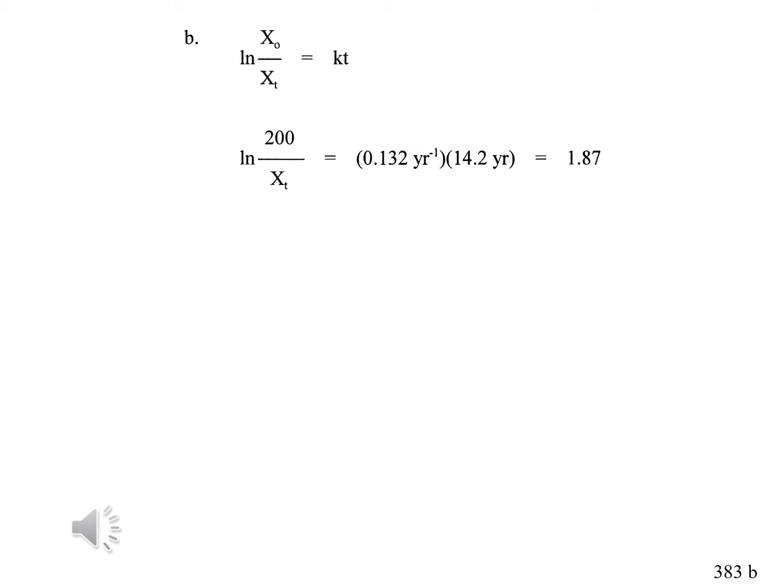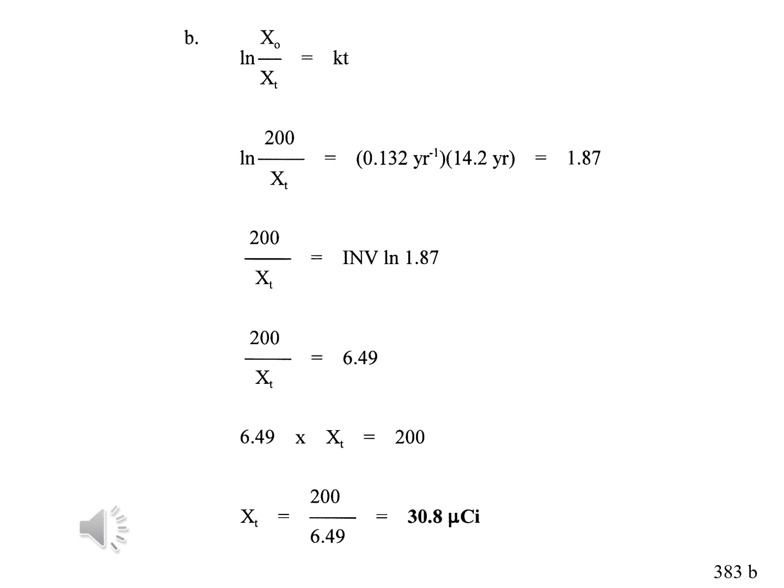Part B of the problem says we're going to start with 200 and let it go for 14.2 years. How much is left? That's the bottom of the fraction, and the K value we plugged in also. And so we want to solve that equation for x sub t. You take the inverse log of both sides because inverse log gets rid of the log, and then you have to solve the fractional equation that's left. So however you do that, we've done it several times now, you have to get 200 divided by 6.49, and that is 30.8.